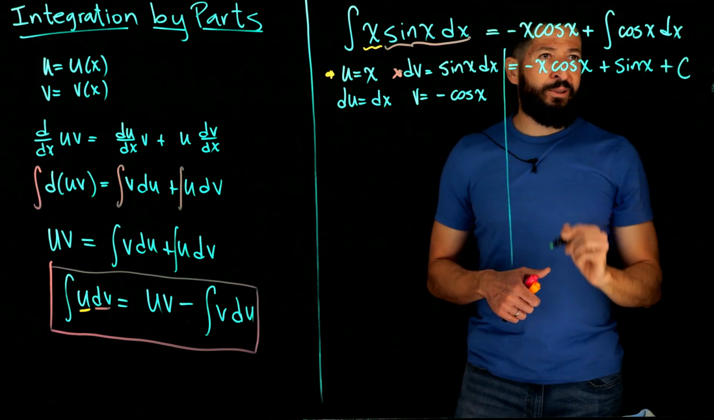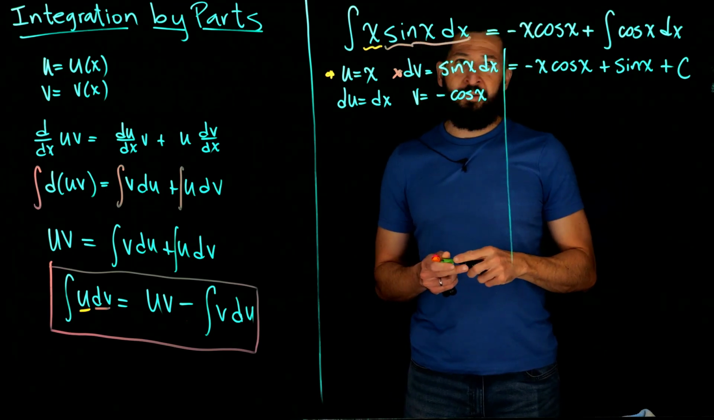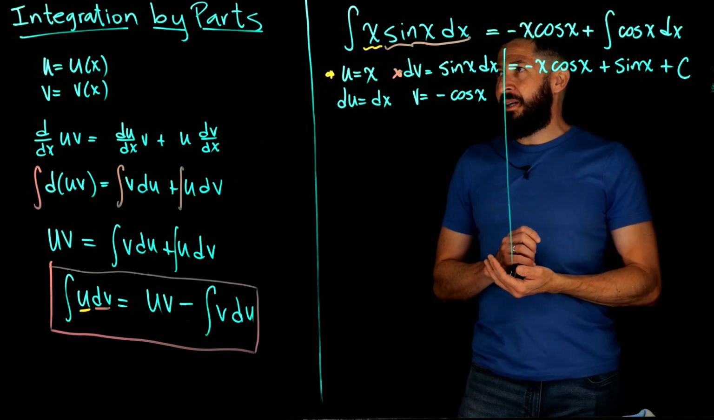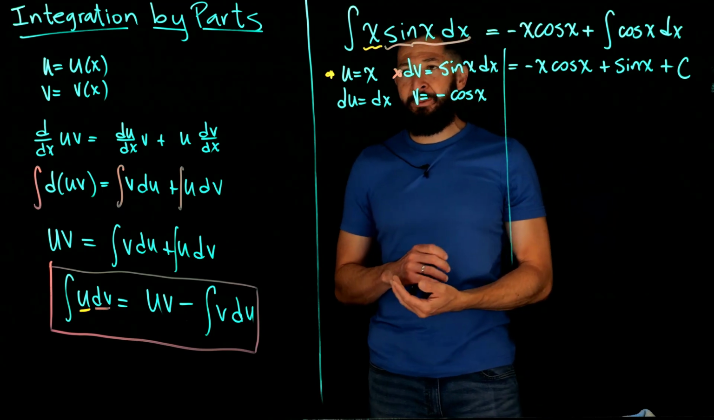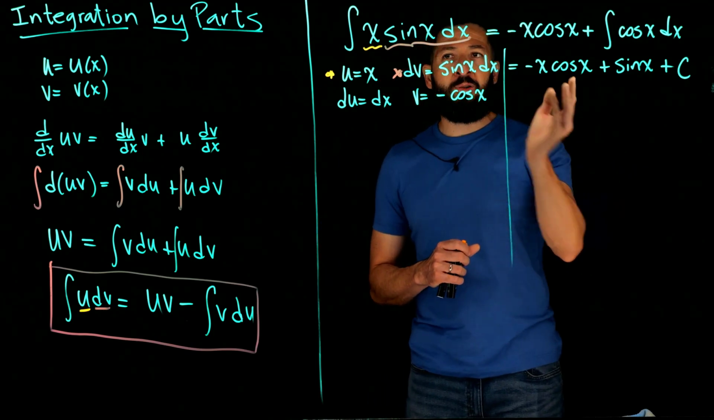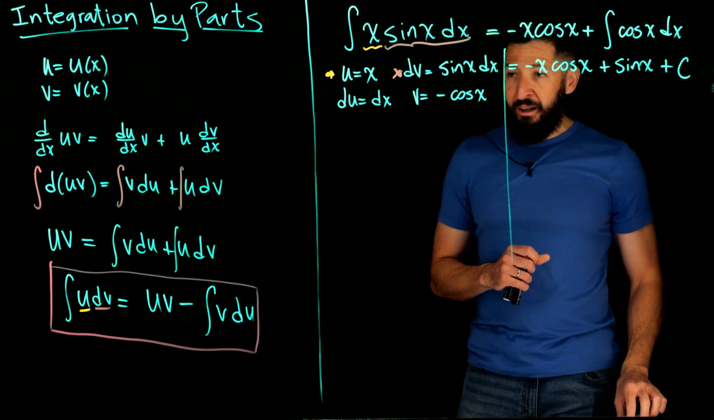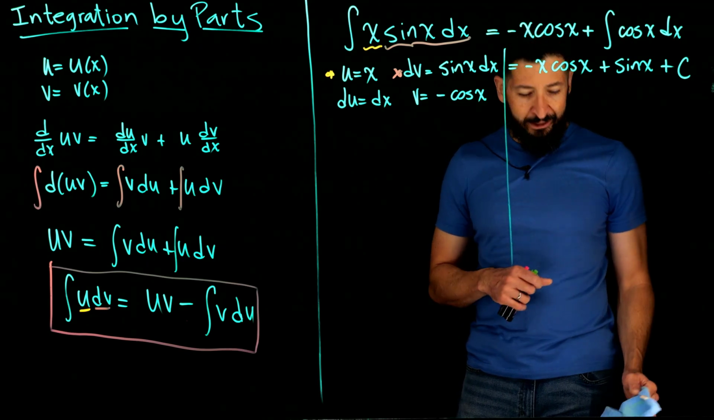And do not ever forget your plus C for your indefinite integrals, or your antiderivatives as we call them. And you have right there your indefinite integral. Now, notice this we wouldn't have been able to integrate otherwise. If you take your derivative, you will see that you get back your x sine of x. All right, so now it's just a matter of doing a lot of examples to make sure that everything clicks.